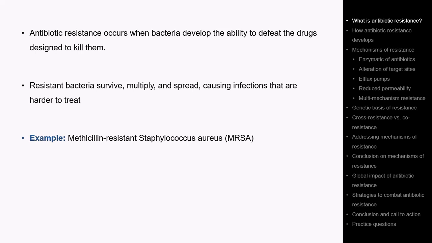Antibiotic resistance occurs when bacteria develop the ability to survive exposure to antibiotics that would normally kill them or stop their growth. Essentially, the bacteria outsmart the drug. This is especially dangerous because resistant bacteria can continue to multiply and spread, leading to infections that are much harder to treat. For example, methicillin-resistant Staphylococcus aureus, or MRSA, is resistant to many antibiotics that we commonly use. This means more complicated treatments, longer hospital stays, and in some cases, higher mortality rates.